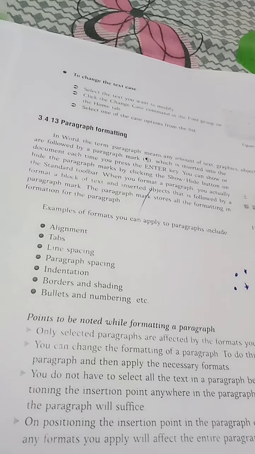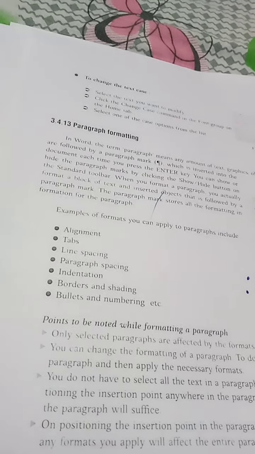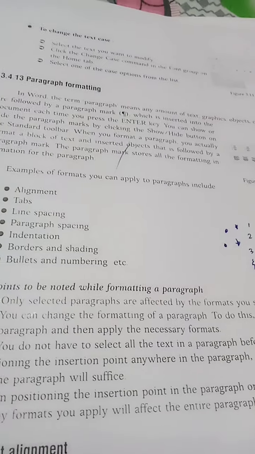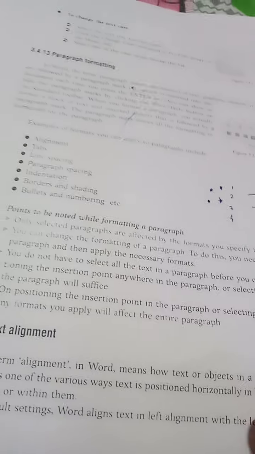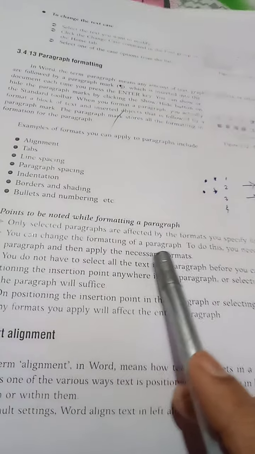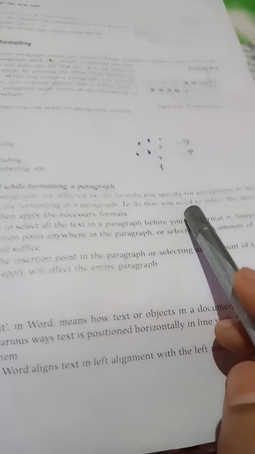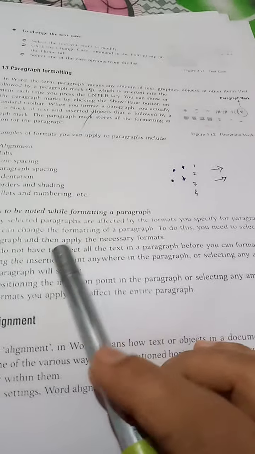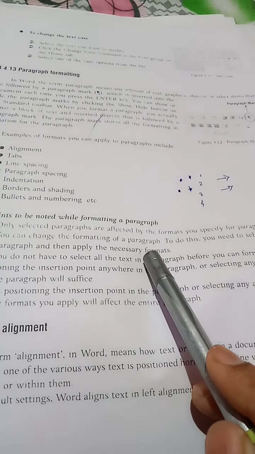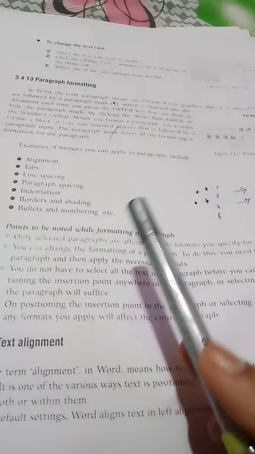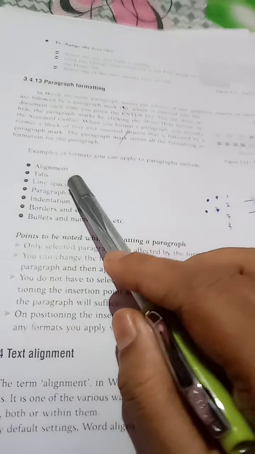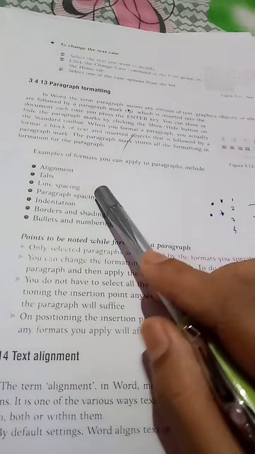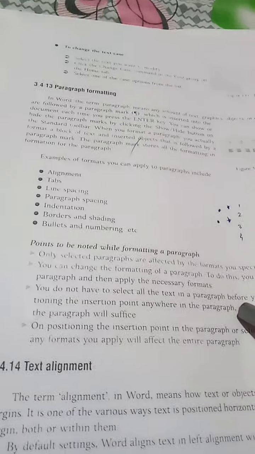Points to be noted while formatting a paragraph. Only the selected paragraph is affected by the format you specify. In Word, you can change the formatting of a paragraph. To do this, you need to select the specific paragraph and then apply the necessary format. Same as formatting text, first you have to select the text. Here also you have to select the paragraph.